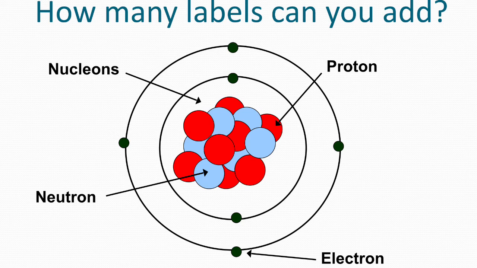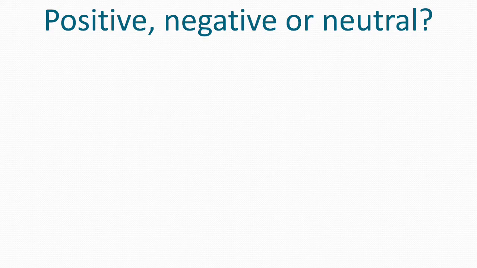Here are some labels that you may have come up with: protons, neutrons and electrons, and possibly nucleons or nucleus. Well done if you got more than 4. Now we're going to play a game called positive, negative or neutral. All you have to do is say positive, negative or neutral when I mention a subatomic particle.